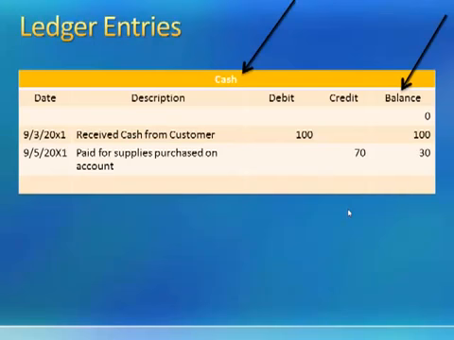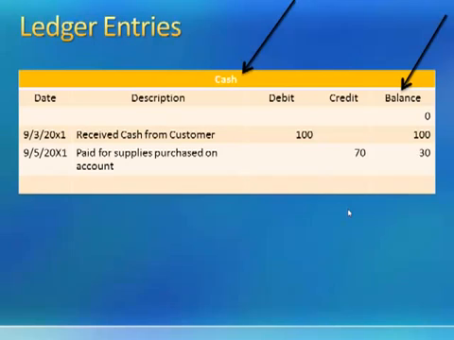Then on 9/5, we paid for supplies purchased on account for $70. We also see in the far right-hand column, we have a zero starting balance, a $100 increase in the balance when we receive cash from the customer, and a $70 decrease in the balance when we pay for supplies that are purchased on account. The debit in the cash account represents an increase in cash. The credit to the cash account represents a decrease in cash.